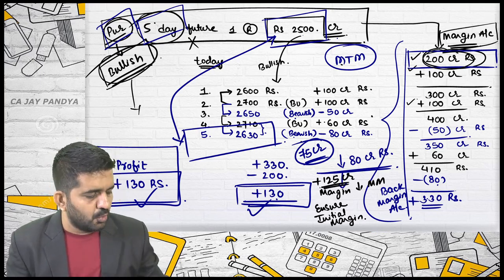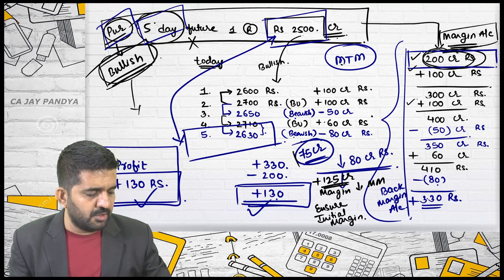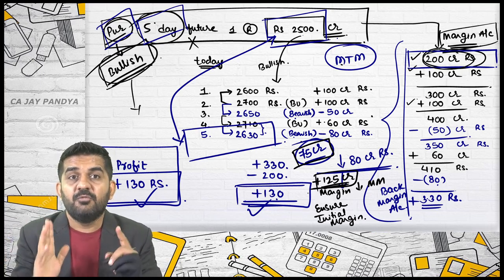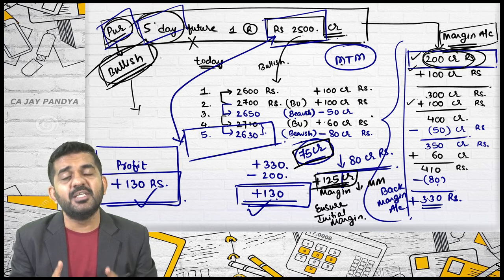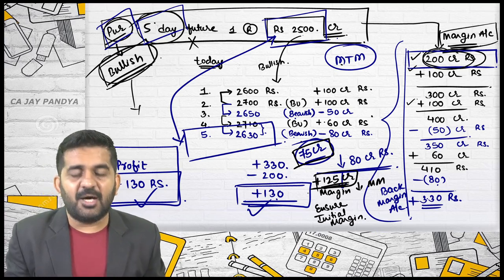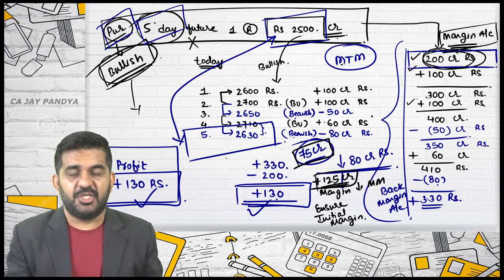Is it alright? So 125 crore, if you are additionally paying, what was your margin account balance? 75 crore. What you are paying more? 125 crore. So your new margin will be 200 crore, which is not maintenance margin, but which is initial margin. Is it alright? This is what is initial margin and maintenance margin.